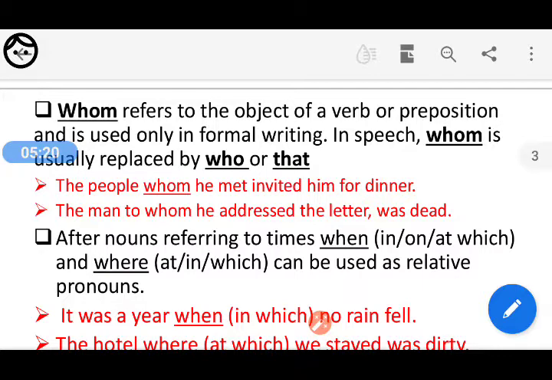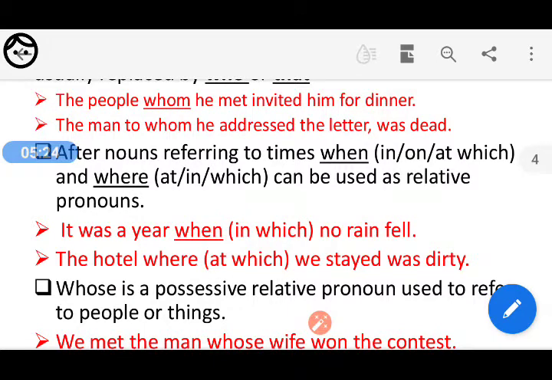Now you see here, it was a year when no rain fell. It was a year in which no rain fell. Now you see, the hotel where we stayed was dirty. The hotel at which we stayed was dirty. So these are both correct.